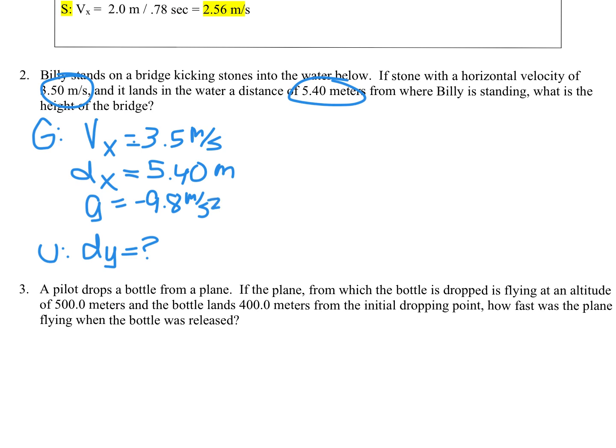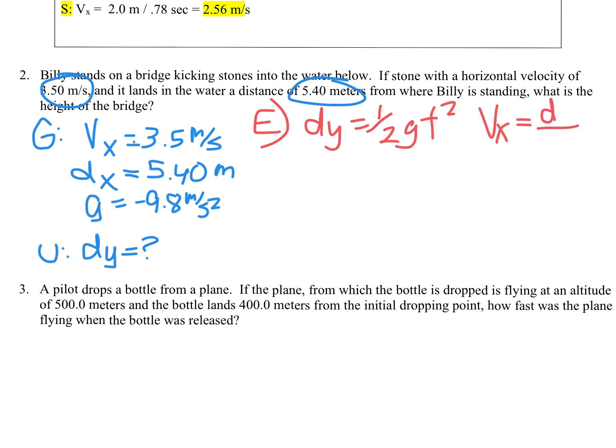All right, but we have all that information. So we need to start thinking about what equations might we be able to use. Now remember, in the y direction, the distance the stone would fall would be equal to 1/2 times the gravity times time squared. We also have to remember though in the x direction, we know that the velocity in the horizontal direction is really equal to the distance in the x direction the object travels over time.